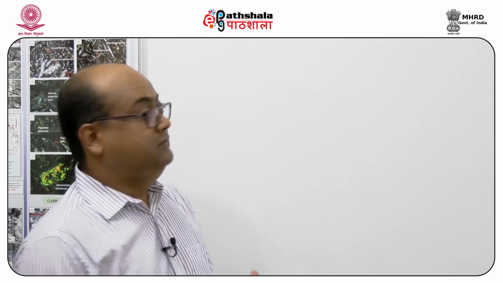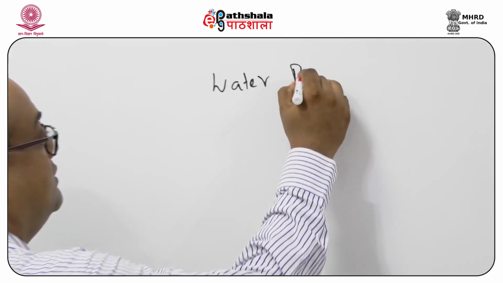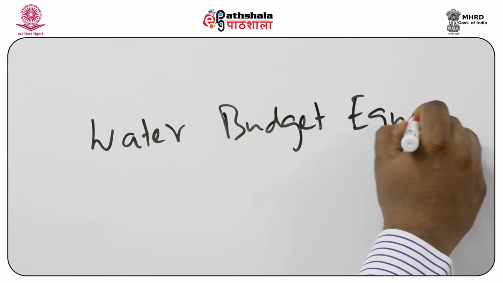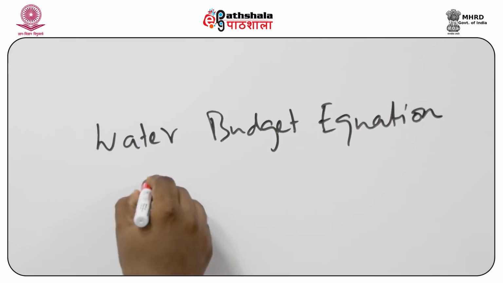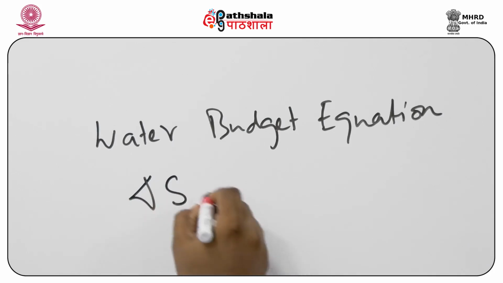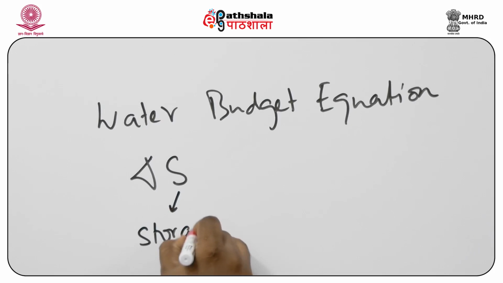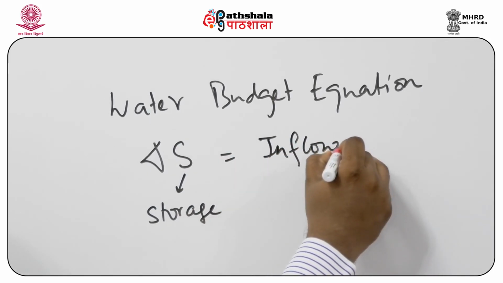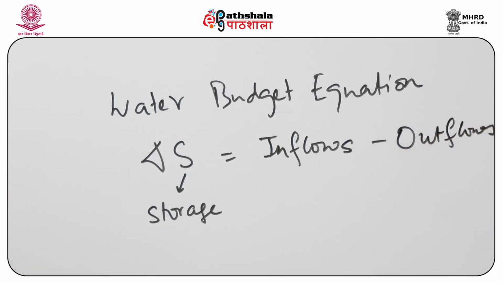Finally, I'm going to conclude the module by briefly talking about what is known as the water budget equation. This is a very common equation which is used by hydrologists. This equation states that the change in storage, if S stands for storage, is equal to inflows minus outflows.